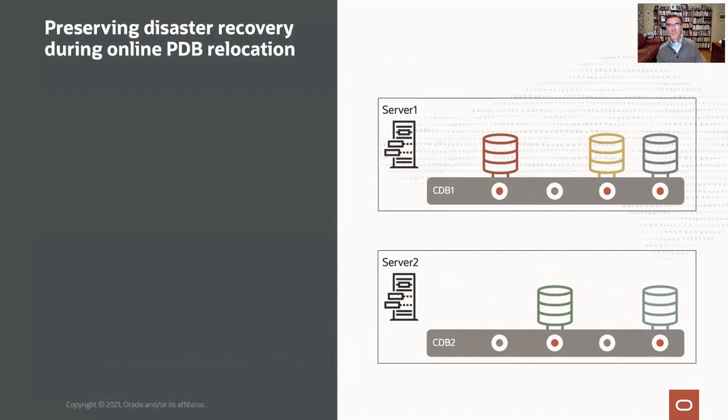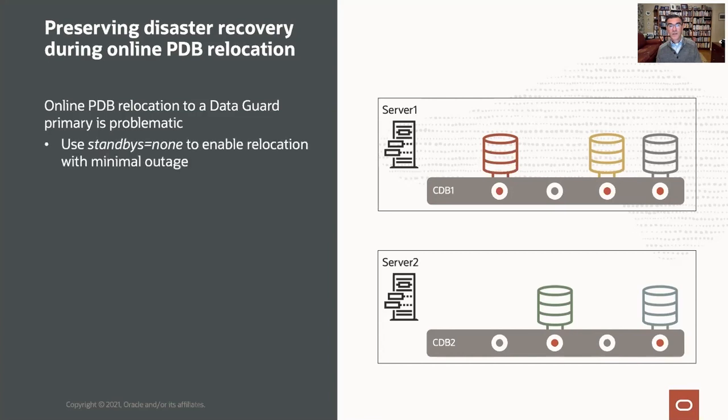Now, it may seem paradoxical, but high availability and disaster recovery are not necessarily the same thing. Let me explain. As discussed earlier, online PDB relocation allows a PDB to be moved between servers without taking an outage in the CDB. However, we've also seen that moving a PDB into a CDB protected by DataGuard can be complicated because we also need to consider setting up the corresponding replica in the standby CDB. Now, we could relocate the PDB into the DataGuard primary with standbys equals none. But then by definition, there would be no standby PDB. So in this case, we'd have high availability relocation, but a vulnerability from a disaster recovery perspective.